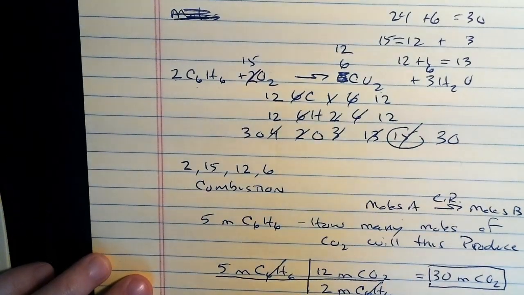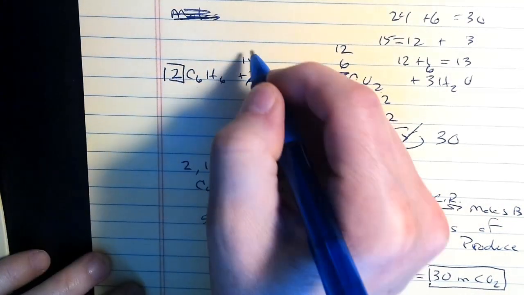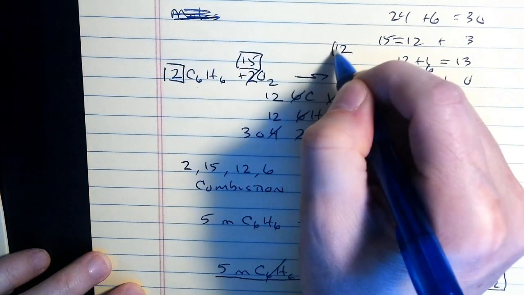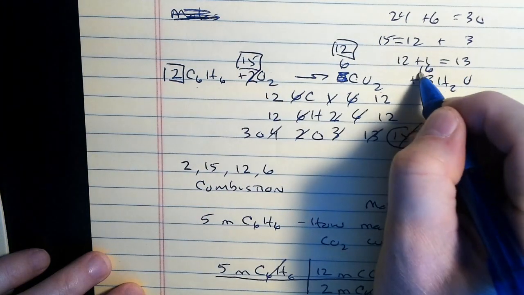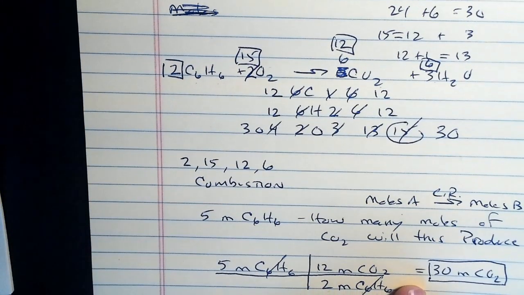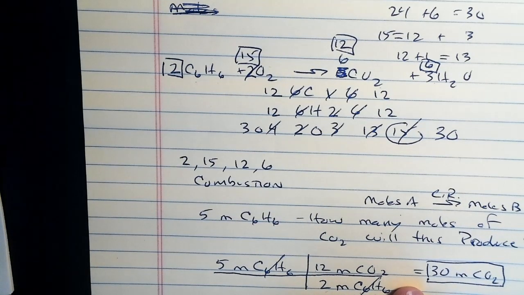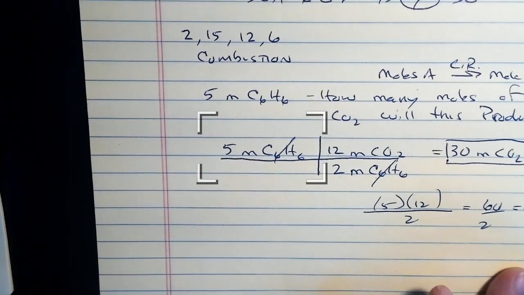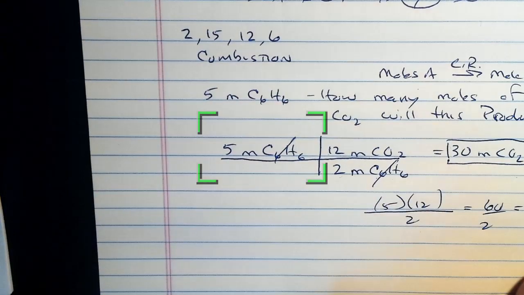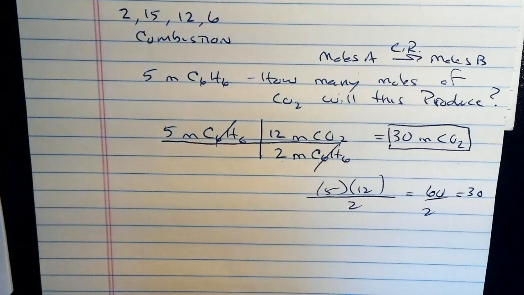And I forgot to box up the puppies here. So I'm sure some of you already did that. Let's box them up. And there we go. Okay? So that's a moles A to moles B problem.